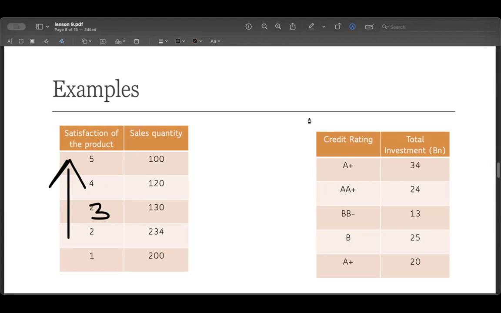So for the credit rating and the total investments, here we have A plus, A plus, B minus, B, A plus. Likewise, they have done the credit ratings.